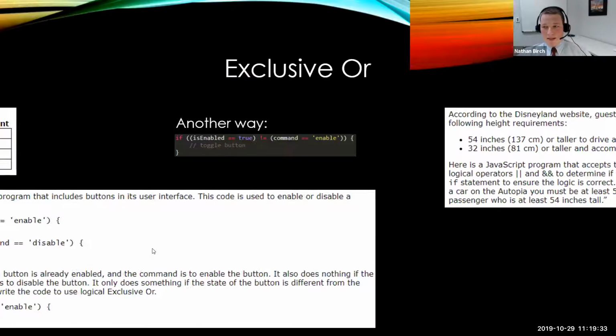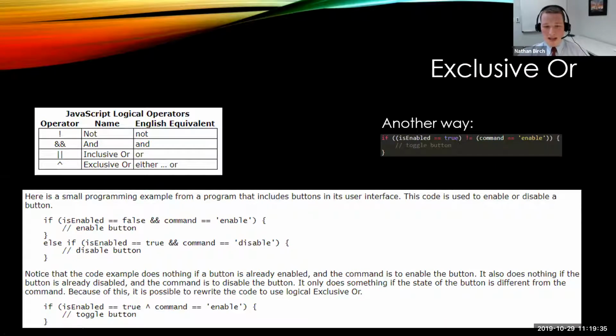All right, exclusive or. Okay, here's a small programming example from a program that includes buttons in its user interface. This code is used to enable or disable a button. Okay, this is a good example of when you might want to use an exclusive or. Notice that this chunk of code right here and this chunk of code right here, they do the exact same thing. Okay, but one of them is a lot more verbose.